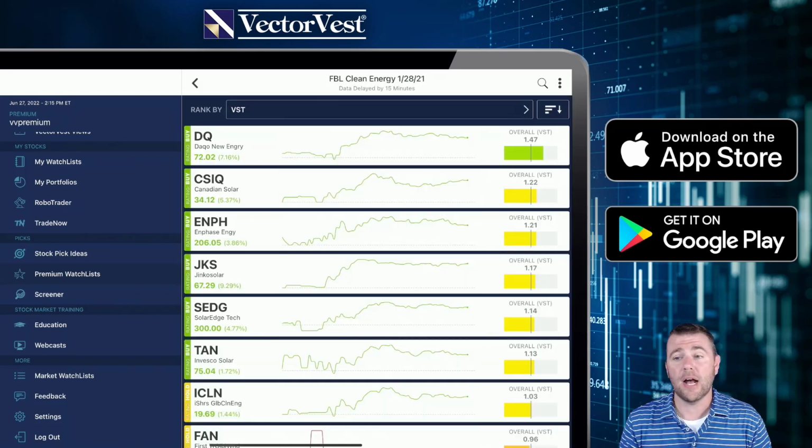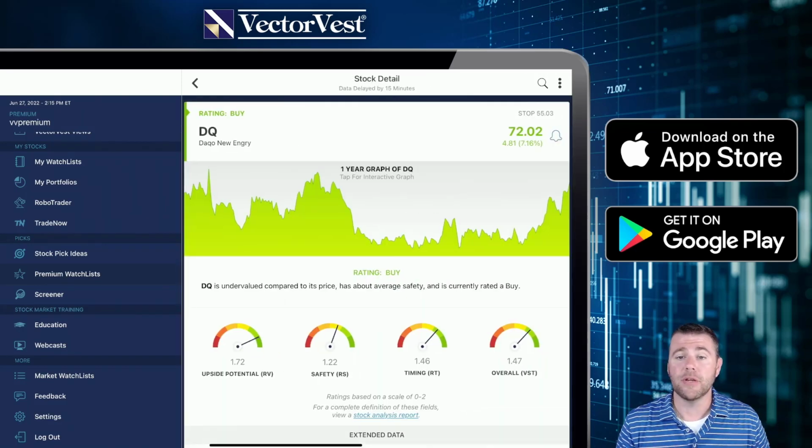And a lot of these stocks are rocking and rolling here. You have DQ by far being the best performer right now, up 7% at the time of recording this, and it has the highest overall VST rating, so therefore it's a pretty solid pick. But if you want to do your homework, as always, just simply tap on the stock and you can get the complete breakdown right here. So right below that little mini graph, which we'll take a look at in a second, you can see the 4 key indicators that VectorVest uses to analyze any stock.